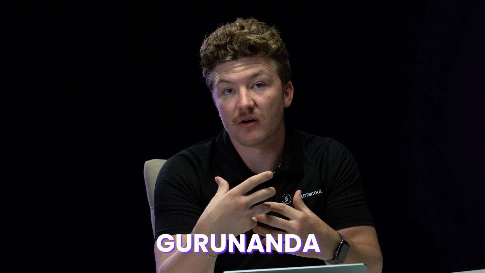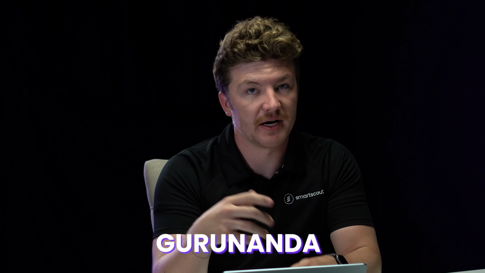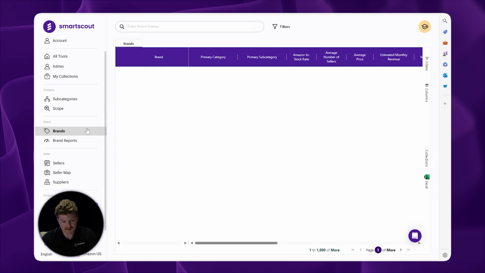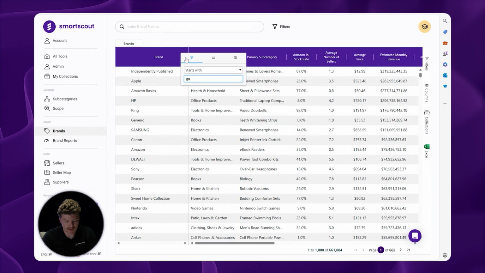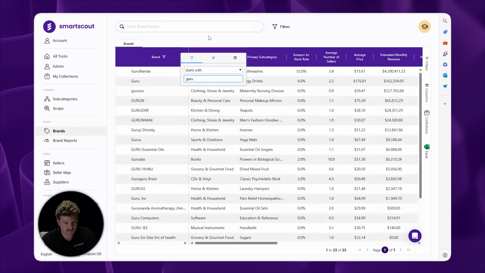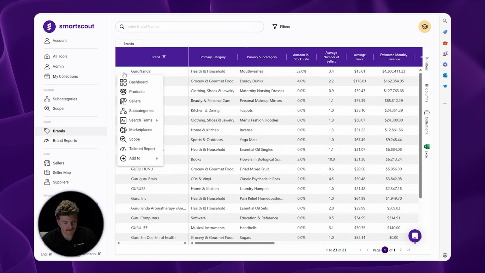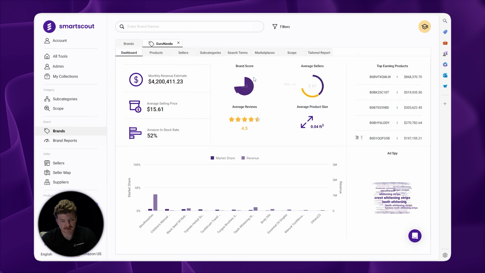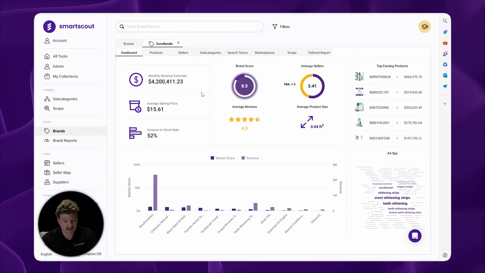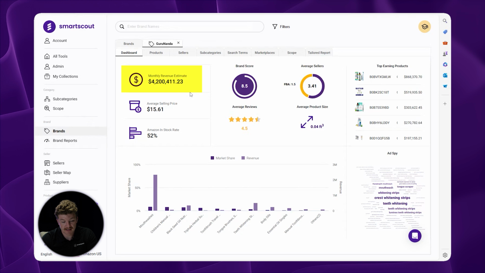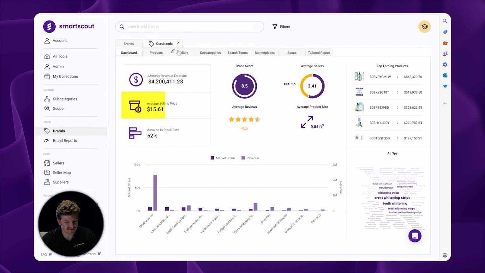Let's pretend that we are Guru Nanda. This is our brand that we're managing. So let's navigate over here to the brands tool, and we want to type in, right, Guru Nanda here, Guru. So let's explore this brand. Right, now we're going to pretend that, again, Guru Nanda is the brand that we're managing at the moment, okay? This is a very well-fledged out brand. They do about 4.2 million every single month. The average selling price is $15.